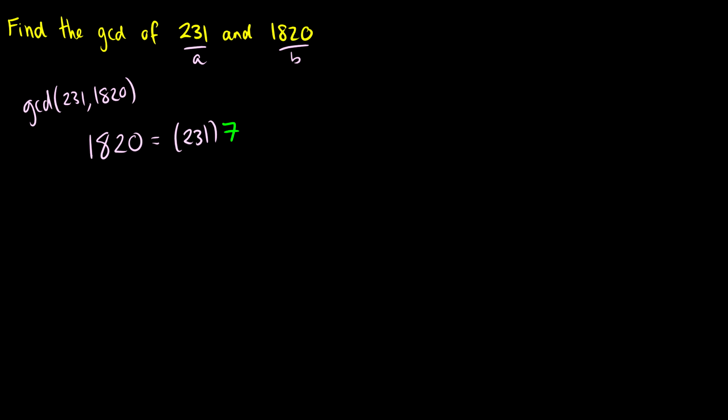So 7 times 231 is going to be 1400 plus 210 plus 7, which is going to equal 1617. So this total here would be 1617, and then we have to add our remainder. So that is going to be 203 remaining. So remember, for each step, A is going to be equal to BQ plus R.